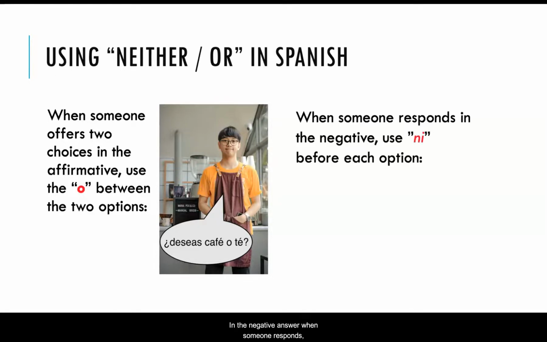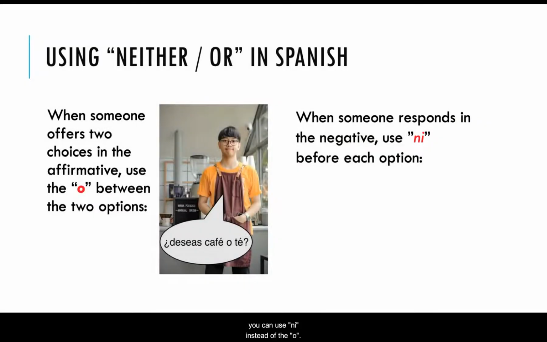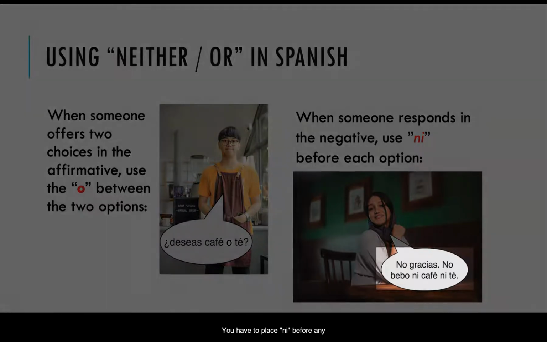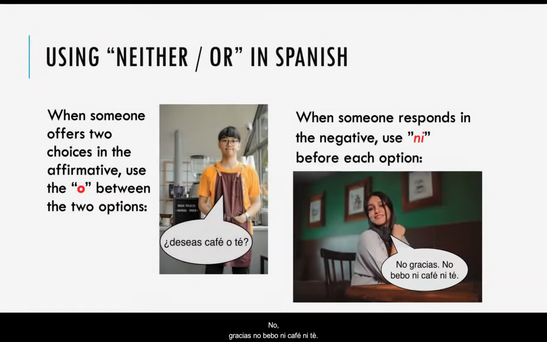In the negative answer, when someone responds, you can use ni instead of the o, and make sure that you put ni before each option. In the case that you are asked if you want coffee or tea, you will have to place ni before each of these two options. Example: No gracias. No bebo ni café ni té. No thank you. I drink neither coffee nor tea.